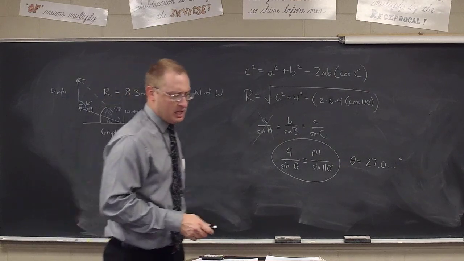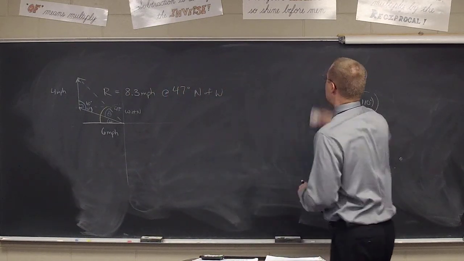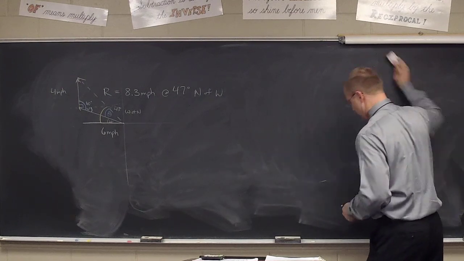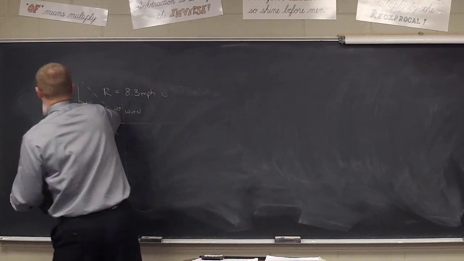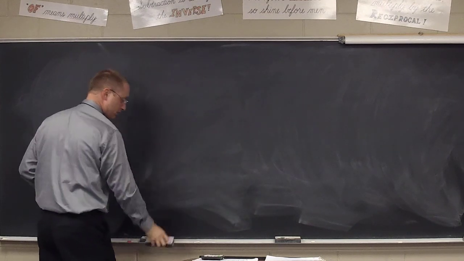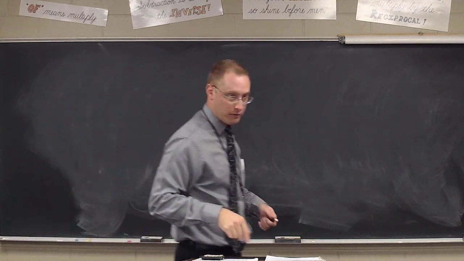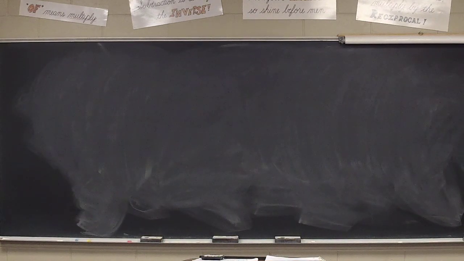And let's review. So we said for skewed vectors, class, if we want to find the magnitude of the resultant, we use law of cosines. For the direction or the angle of the resultant, class, we use the law of sines. For perpendicular vectors, how do I find the magnitude of the resultant? Pythagorean theorem. If they're perpendicular, Pythagorean theorem.